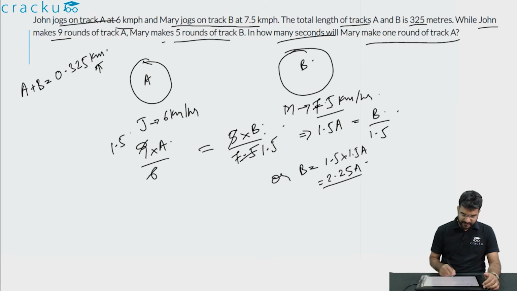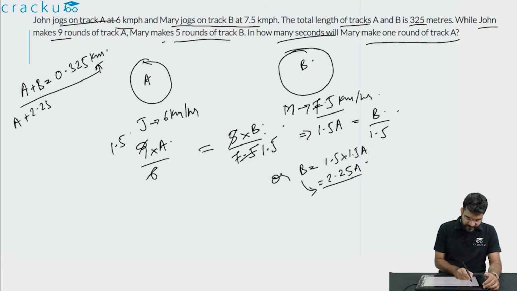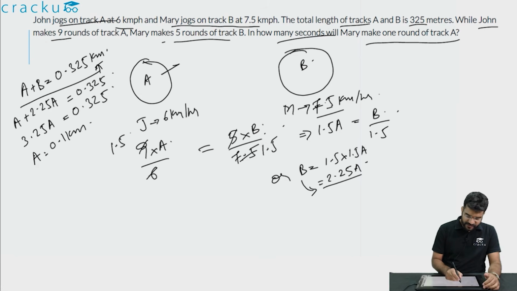So let us find out the lengths of A and B. We can use the first equation. A plus B is 0.325 kilometers, but we know that B is equal to 2.25A. So A plus 2.25A is equal to 0.325, or 3.25A is equal to 0.325, or A is equal to 0.1 kilometers. Therefore, the length of track A is 0.1 kilometers and the length of B is equal to 0.225 kilometers.